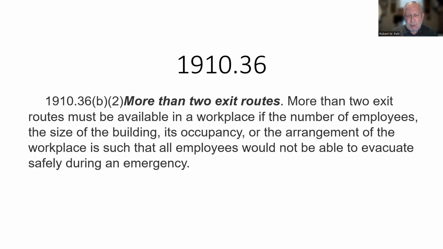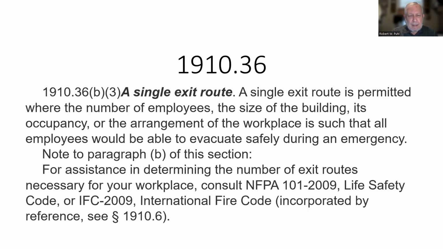See, this is one of those standards that they don't give you the numbers, which most people want when they look it up. They want to say, okay, what do I need to do here? And they're not going to tell you, they'll let you decide. If you don't get it right, too bad. So now a single exit route is permitted where the number of employees, the size of the building, its occupancy, and the arrangement of the workplace is such that all employees will be able to evacuate safely during an emergency.